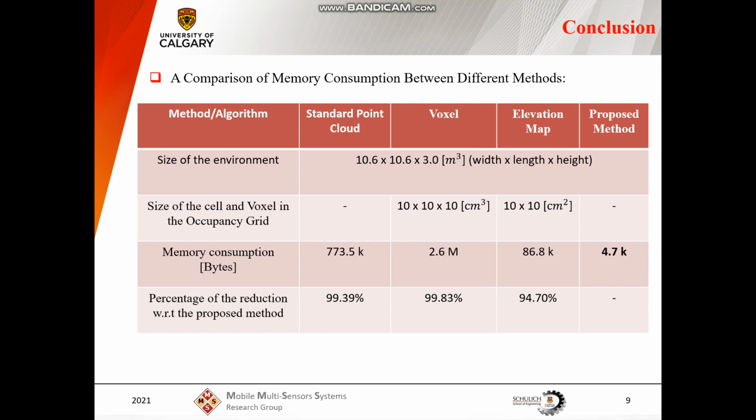Finally, the proposed method succeeds to reduce the memory consumption by 99.39%, 99.83% and finally 94.70% among standard 3D point cloud, voxel occupancy grid, and elevation map approaches respectively.